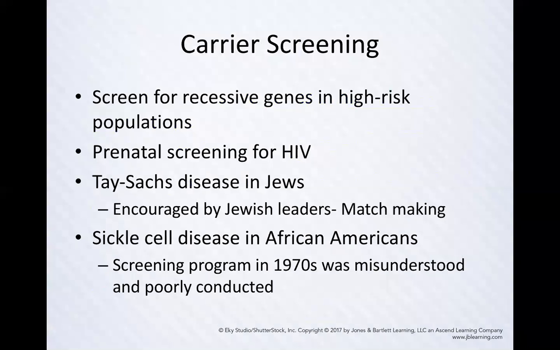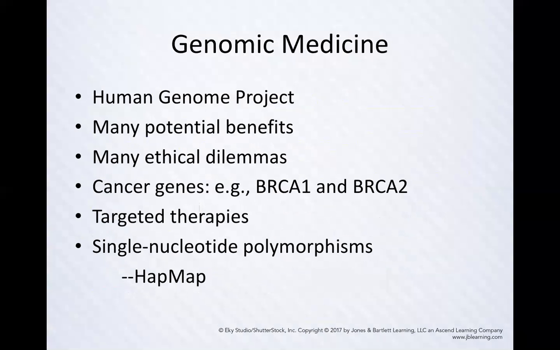This backfired with sickle cell disease in African Americans, because that started to happen. They started screening African Americans who were more prone to have this genetic disease, sickle cell disease. And again, what that started to do is people started to feel like they were having their privacy invaded, and it did not go well. So read about that too.